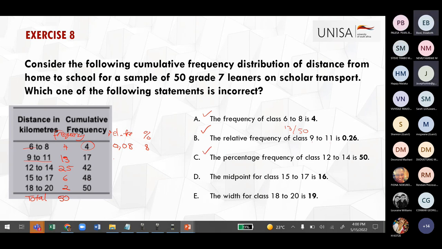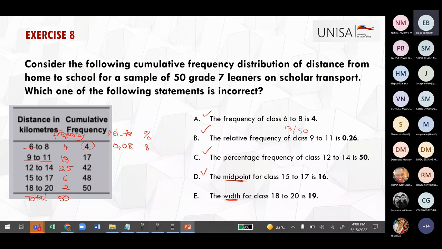Now, the midpoint of the class intervals. You're going to take the two values, add them, and divide by 2. The midpoint of the class of 15 to 17 is 16. Is that correct? 15 plus 17 divided by 2 should give me 16. That is correct. So you just add both of them for the midpoint, looking for the value that is in between.